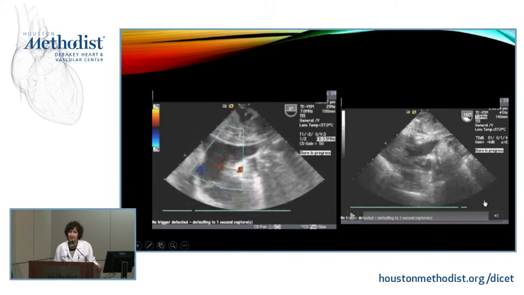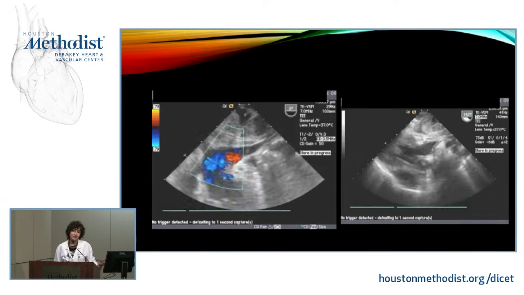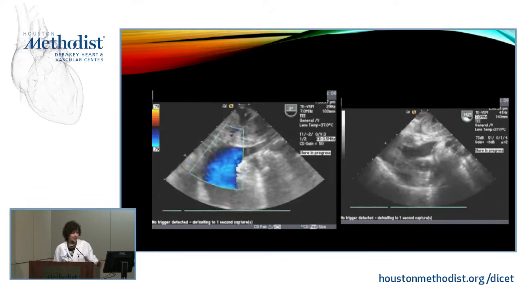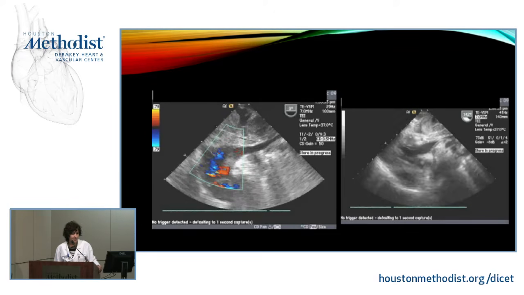So this is real life. This is what you get. You don't get these pretty pictures that you sometimes see in nice journals. This is what we see when we go to see a hemodynamically unstable patient. Again, the role of TEE in assessing this patient who is hemodynamically unstable.